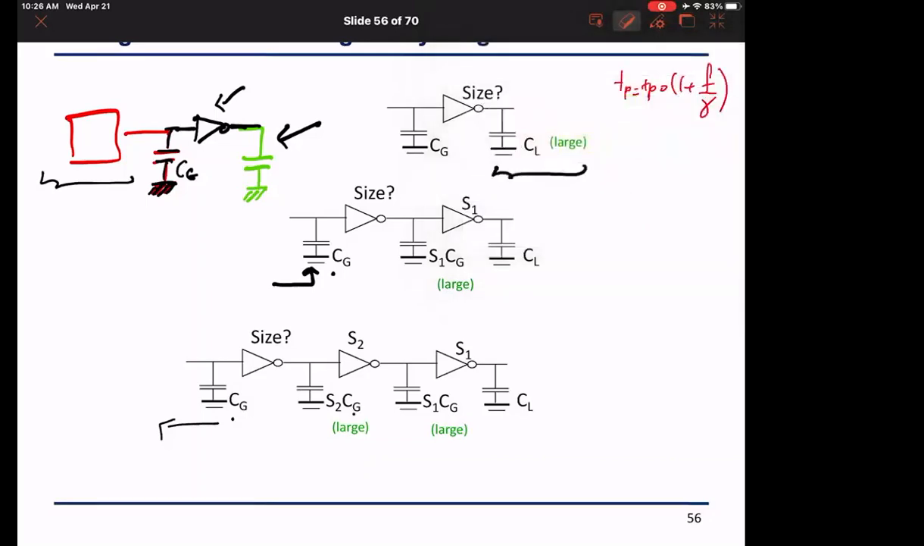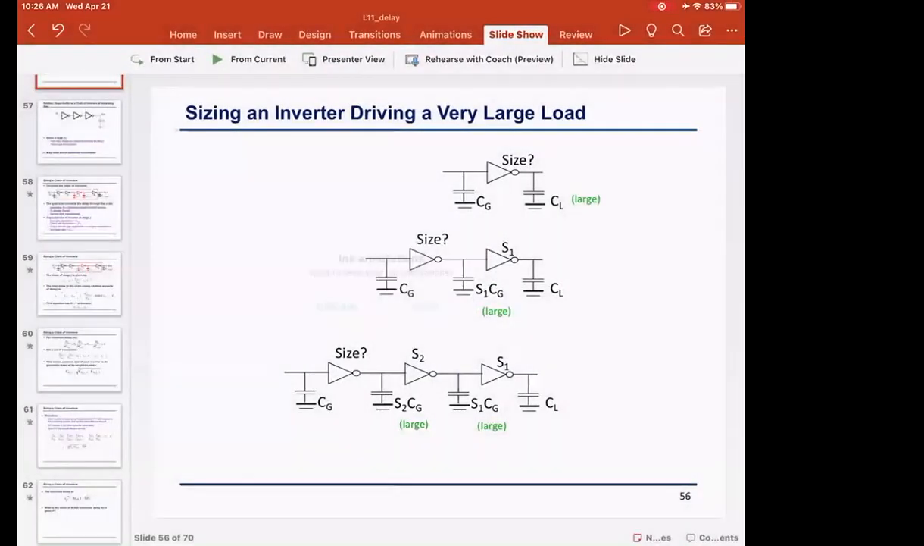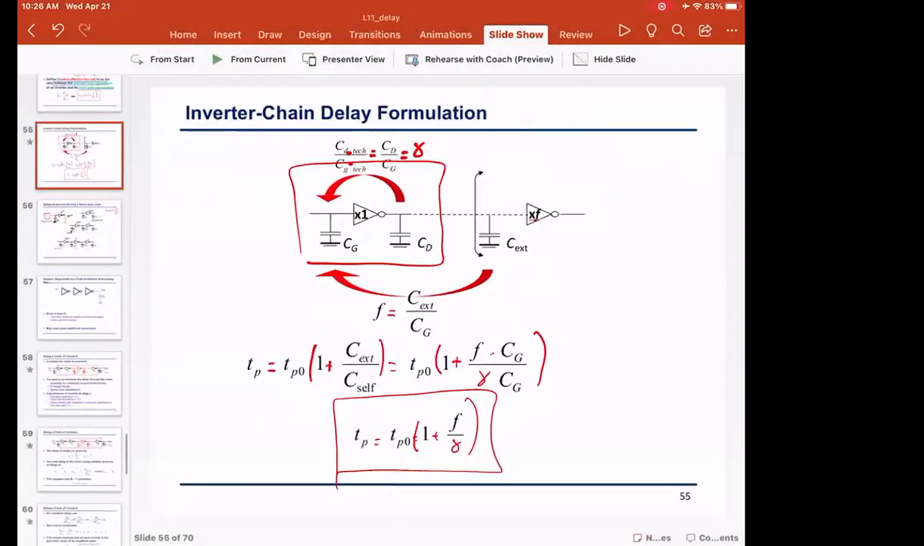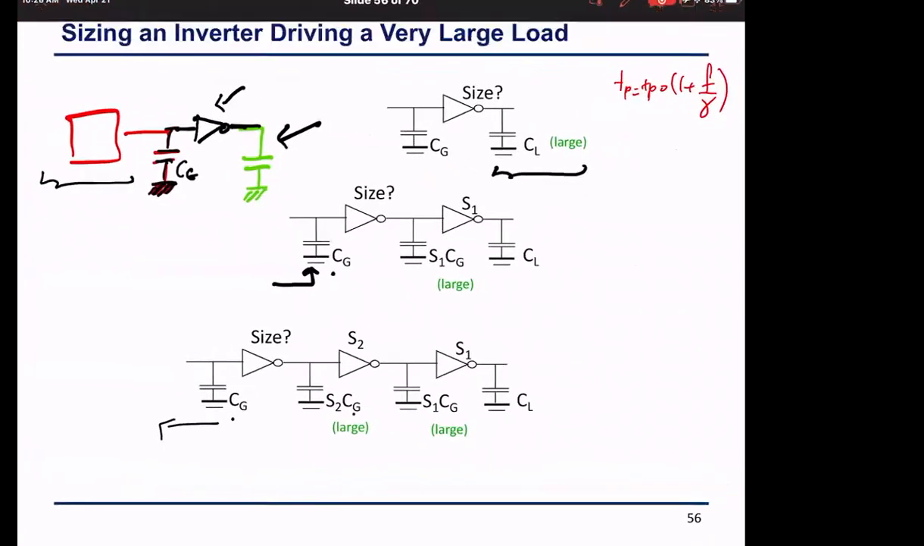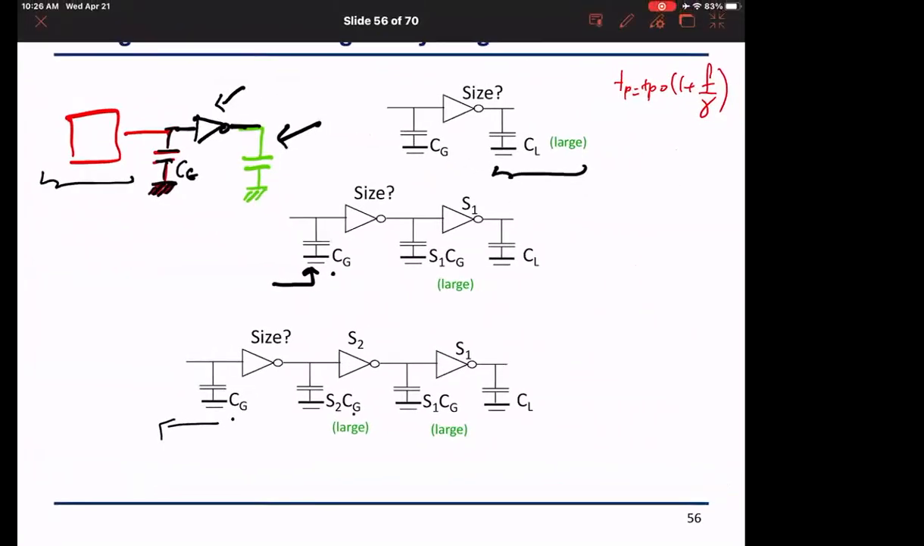One second. So let me ask you, man, one question. Was it clear this equation, that I can write it as TP0 times 1 plus F over gamma? Okay, I see your question. You're saying, I meant if C self was less. I don't have that story here. I have this thing.